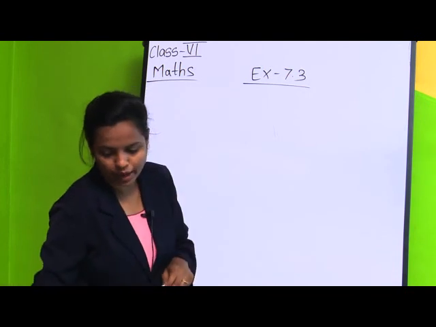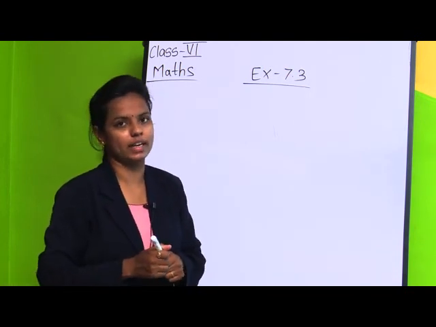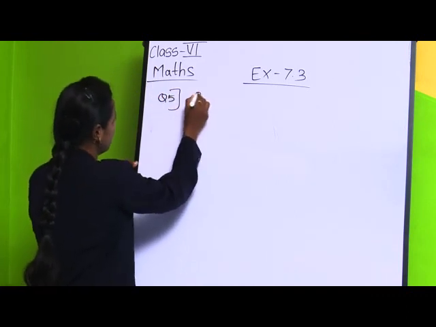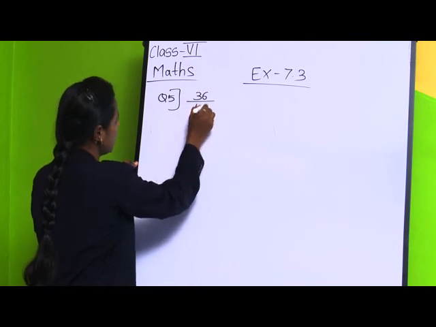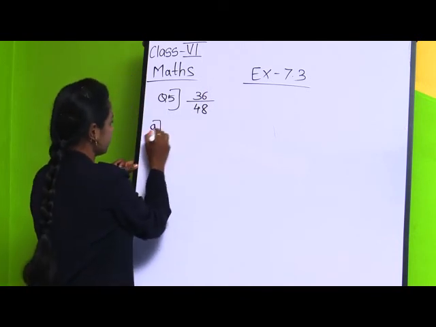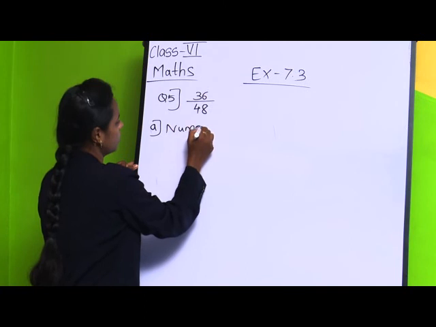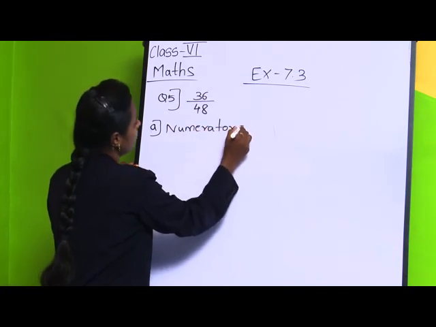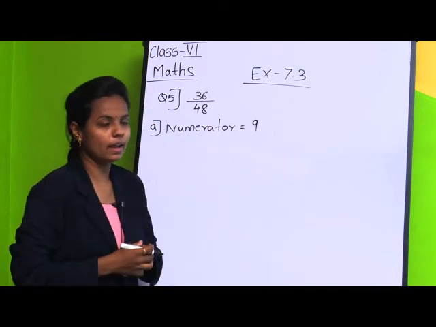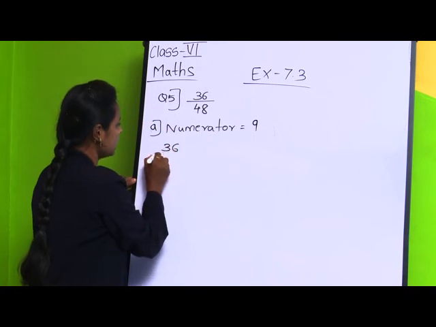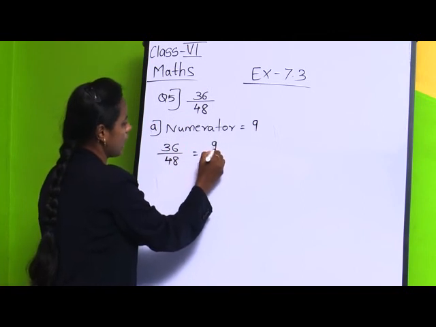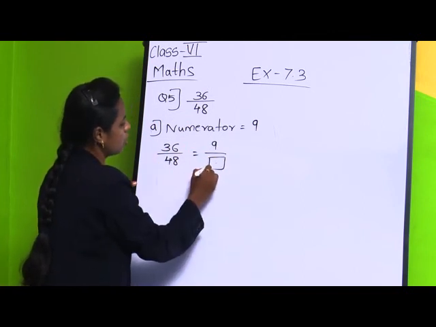Yeah, the next question is to find the equivalent fraction of 36 divided by 48. So, it is question number 5. We have to find the equivalent fractions of 36 by 48. First, the first sub question from question number 5: its numerator is 9. 36 by 48 is equal to 9 over something, and we need to find the denominator.